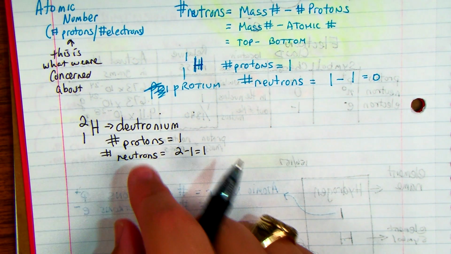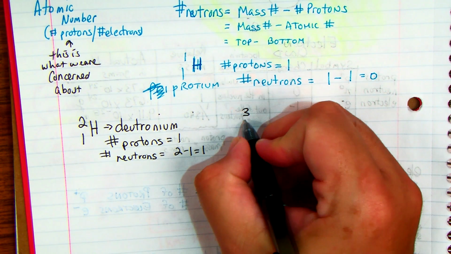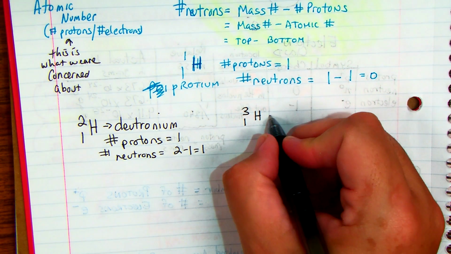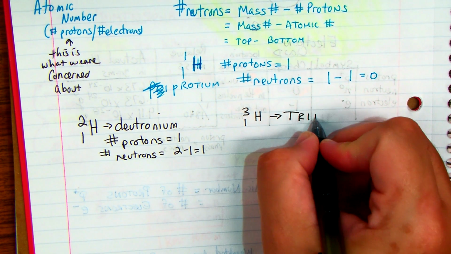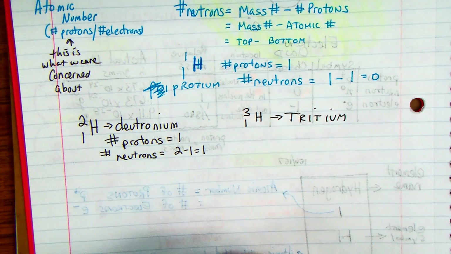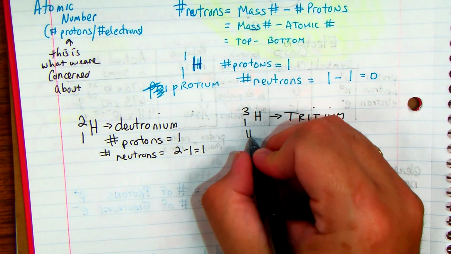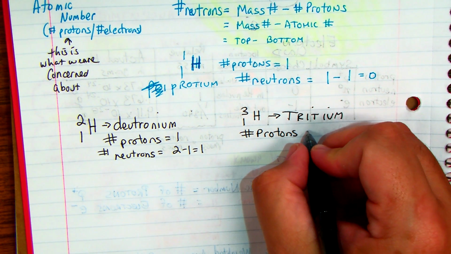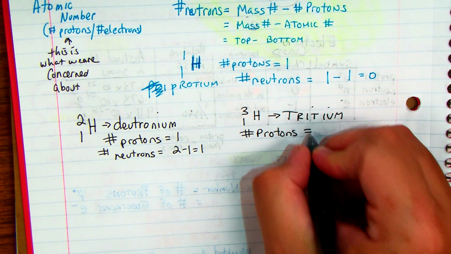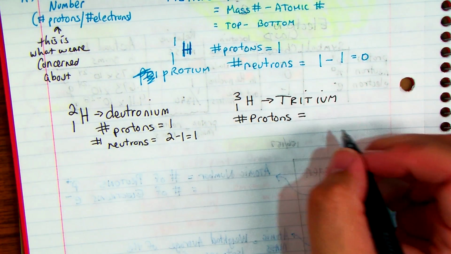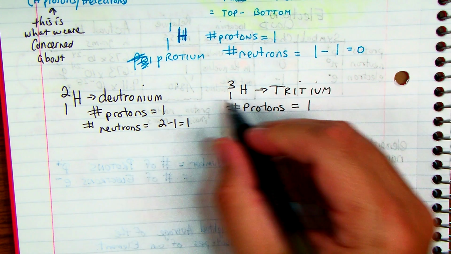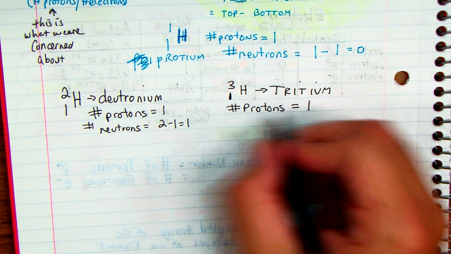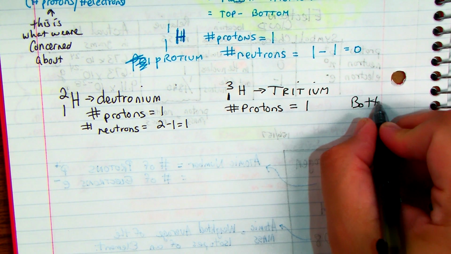The third one is called tritium. What's the number of protons? How many protons do we have? We have 1. That bottom number is always going to tell you the number of protons. So that's your bottom number, which is your atomic number.